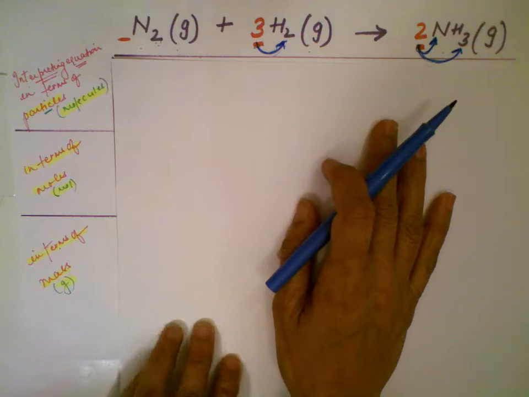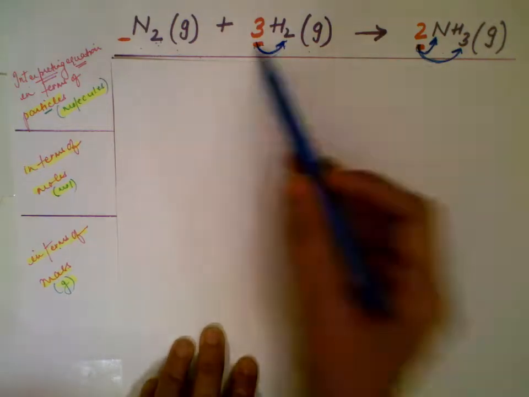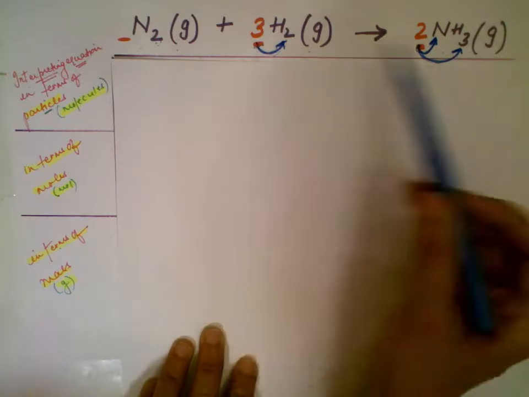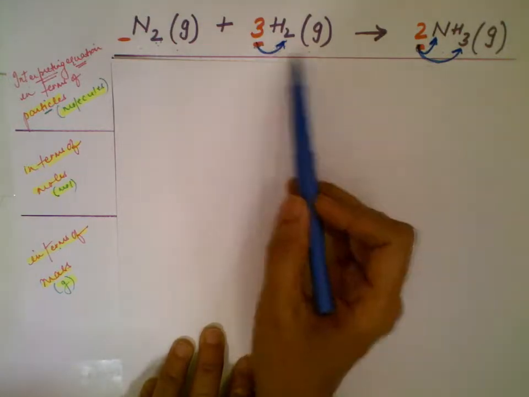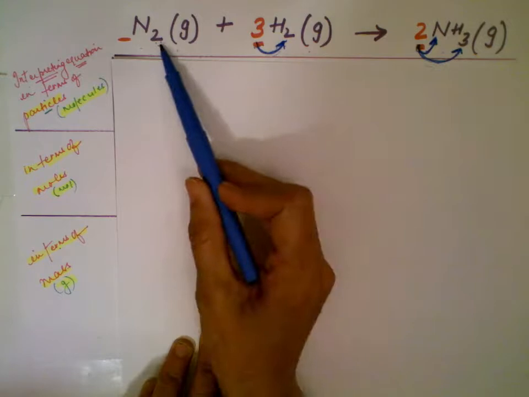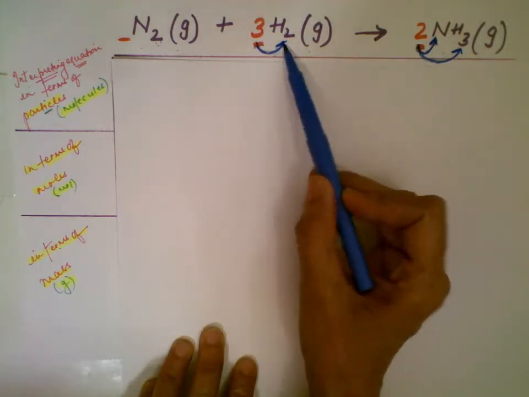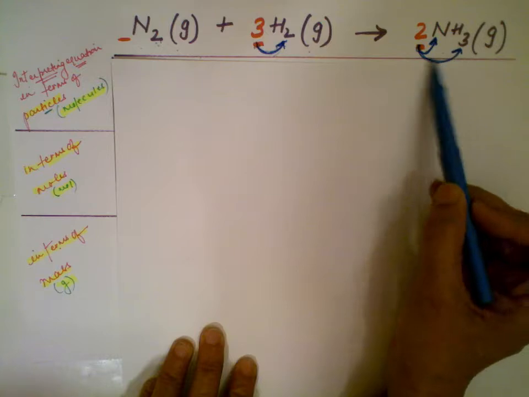In this video, you are going to explore the relationships that can be derived from a balanced equation. This is a fully balanced equation because it has an equal number of atoms of each element on the reactant and on the product side. 2 atoms of nitrogen here, 2 atoms of nitrogen here. 6 atoms of hydrogen here and 6 atoms of hydrogen here.